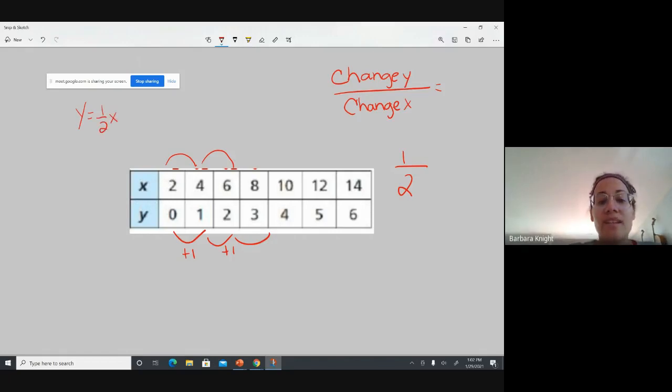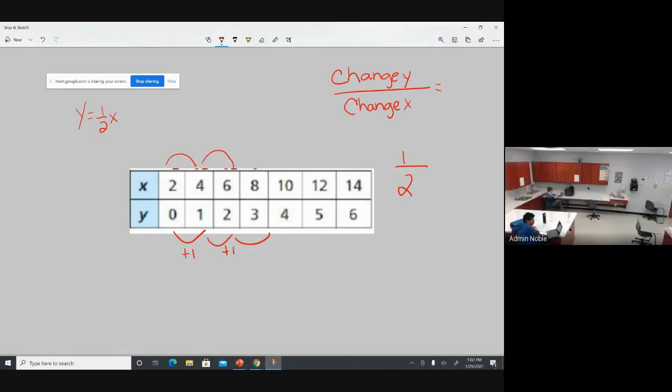And now what's going to be our b? What's your y-intercept? Not 0, negative 1. Oh, we're talking about that. Yeah, 0.